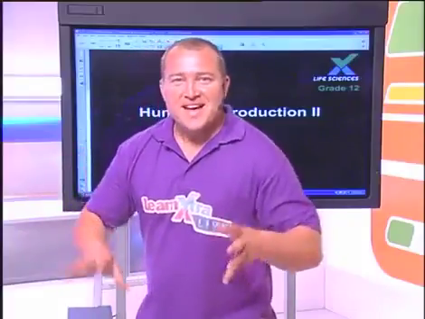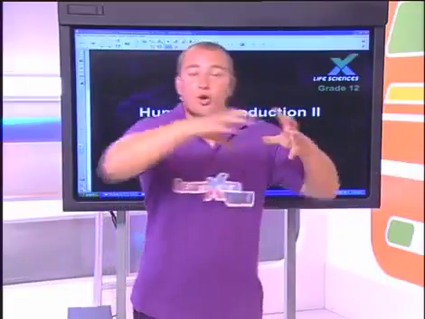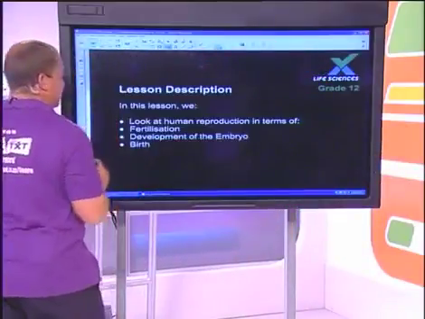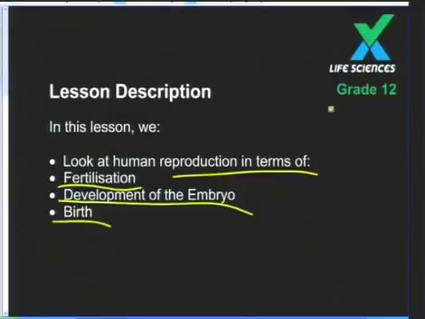Right. We have spoken about human reproduction. So we had a look at the male sexual organ, and we had a look at the female sexual organ, and the menstrual cycle. That was the last thing. Now, we all know how an oocyte, or an egg, is made. So we've gone through that whole process. Today, we're going to look at human reproduction in terms of the following things: fertilization, the development of the embryo, and lastly, birth.